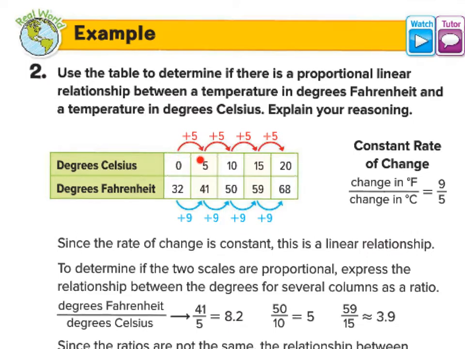And we have plus 5, plus 5, plus 5, plus 5 each time. It's going up. And in Fahrenheit, it goes up plus 9, plus 9, plus 9, plus 9. So every time we increase 5 degrees Celsius, we're going to increase 9 degrees Fahrenheit. So if we write our ratio as a constant rate of change the other way around, with Fahrenheit on the top and Celsius on the bottom, we have 9 Fahrenheit for every 5 Celsius. Since the rate of change is constant, this is a linear relationship.